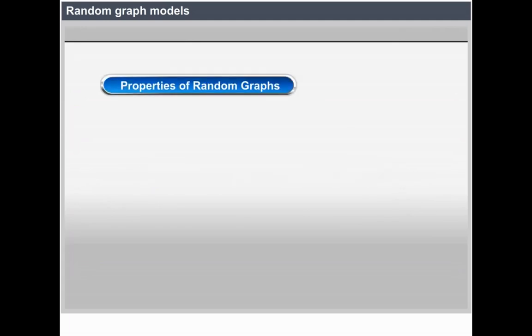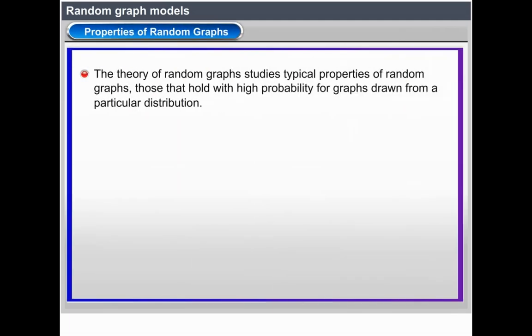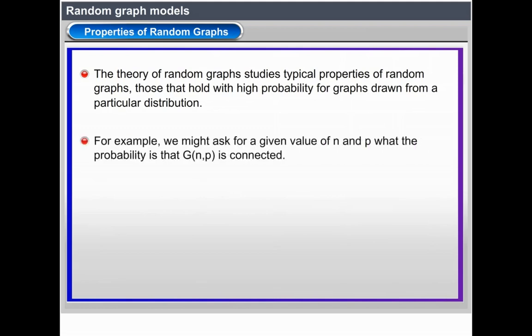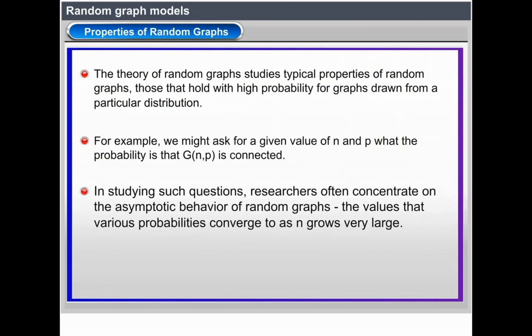Properties of random graphs. The theory of random graphs studies typical properties of random graphs, those that hold with high probability for graphs drawn from a particular distribution. For example, we might ask for a given value of n and p what the probability is that G(n, p) is connected. In studying such questions, researchers often concentrate on the asymptotic behavior of random graphs, the values that various probabilities converge to as n grows very large.